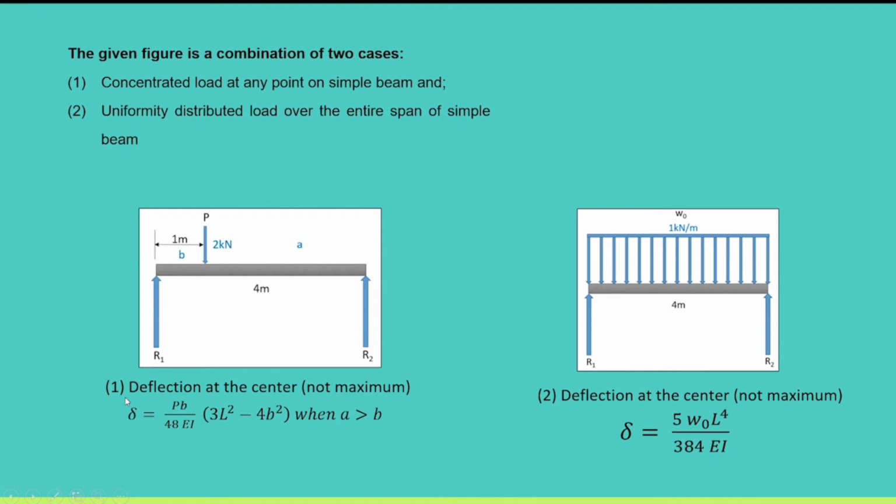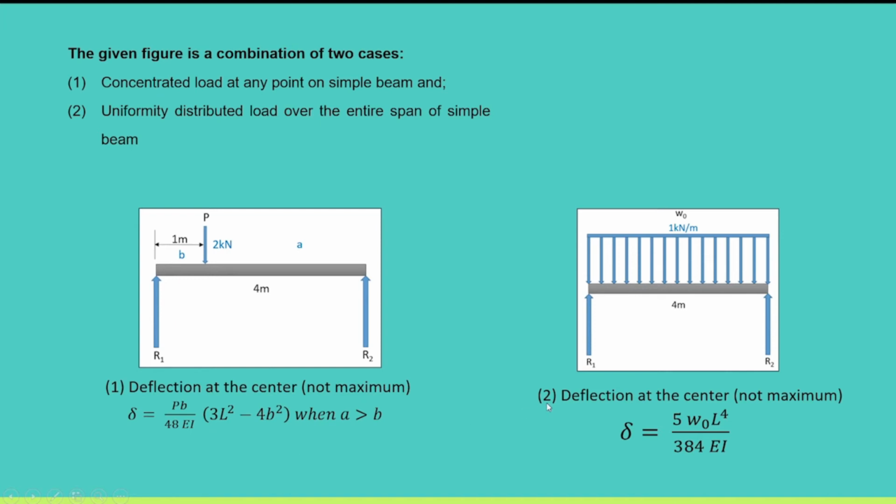For the first case, we will be using the formula for deflection at the center where it is not maximum, which is delta is equal to concentrated load times B over 48 times the Young's modulus and moment of inertia times the quantity of 3L squared or 3 length squared minus 4B squared, wherein the value of A is greater than B, where delta is equal to the deflection of the beam, P is equal to the concentrated load, B is equal to the distance of the concentrated load from the support, and length, Young's modulus, and moment of inertia is given in the problem.